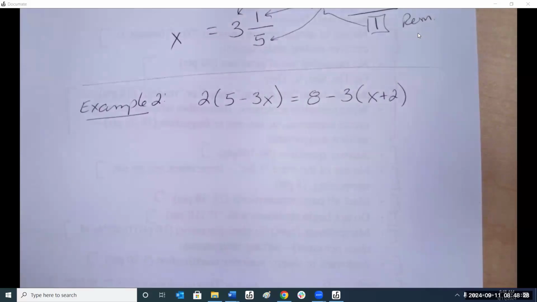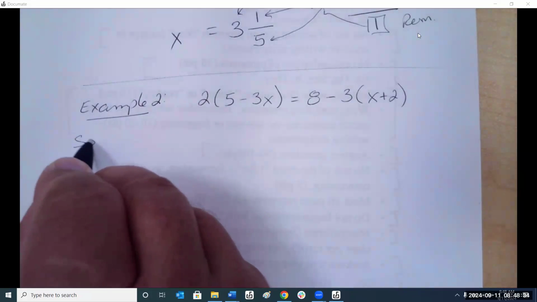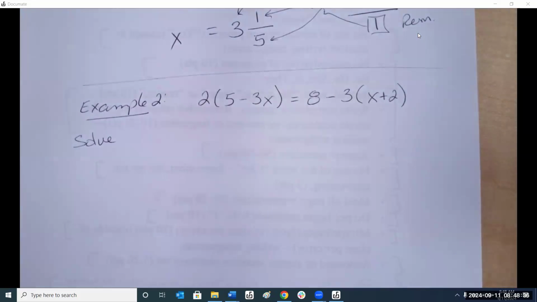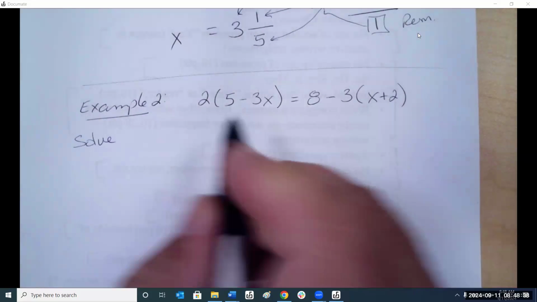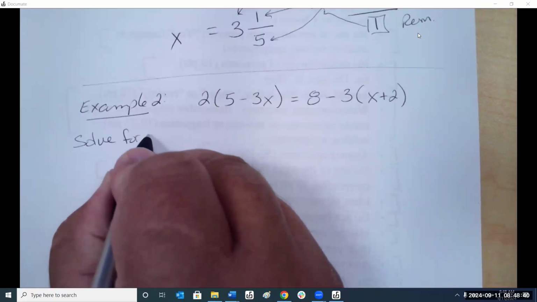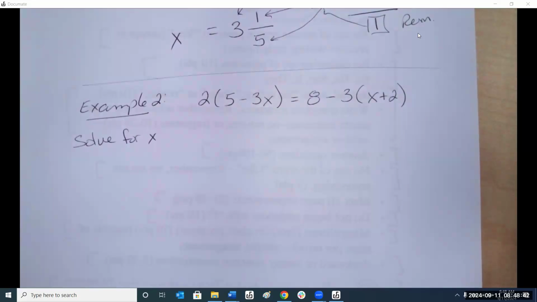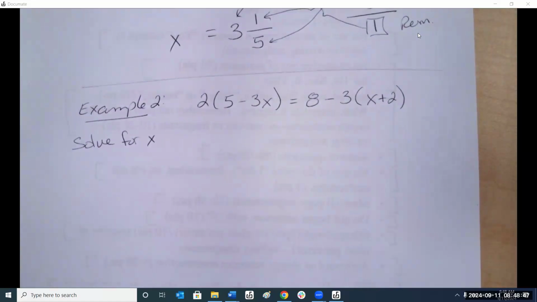Notice there's no instructions. What is it telling us to do? Solve. Since there's an equal sign and only one variable, it's solve for x. That's what it's telling us to do. Well, go ahead and work it out, and I'll work it out.